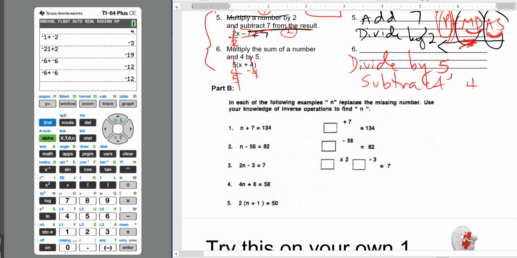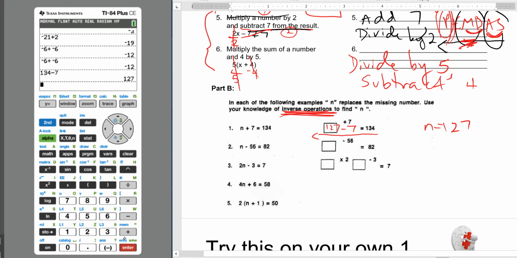Okay, so same idea over here in part B. In each example, n replaces a missing number. Use your knowledge of inverse operations to find n. So we have the concept that something plus 7 is 134. If we work this exactly backwards, we're going to use inverse operations. Inverse of adding 7 would be to subtract 7. 134, take away 7. And n must be 127.